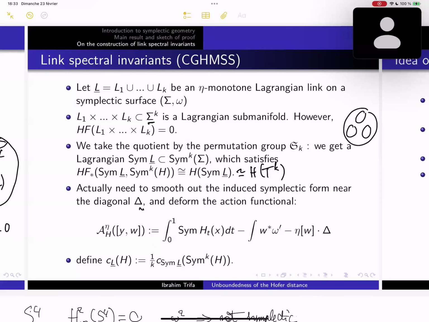So delta is the set of points x1, ..., xk such that there exist two different indices with xi equal to xj. So it's the set of points in the symmetric product such that two of the coordinates are the same. As I said, the symplectic form is not smooth near this diagonal, so we need to smooth it out. And we also need to deform the action functional to get non-zero homology.